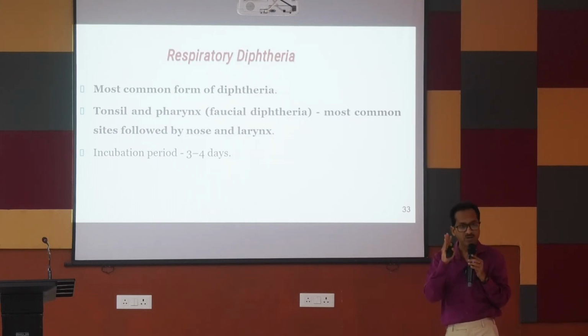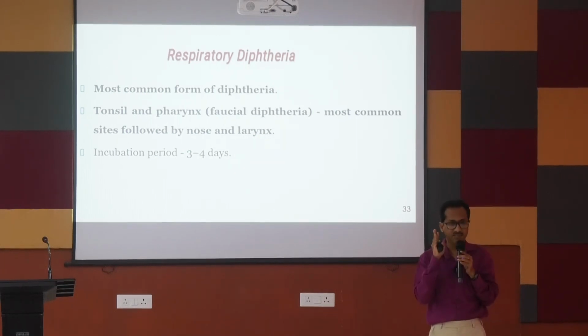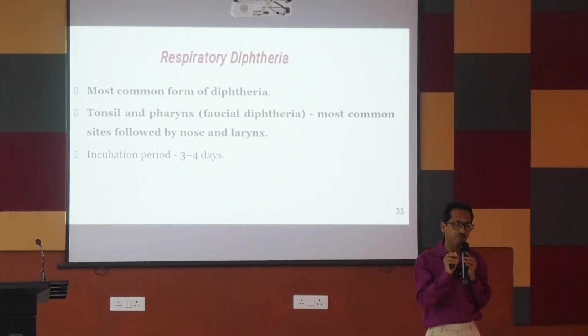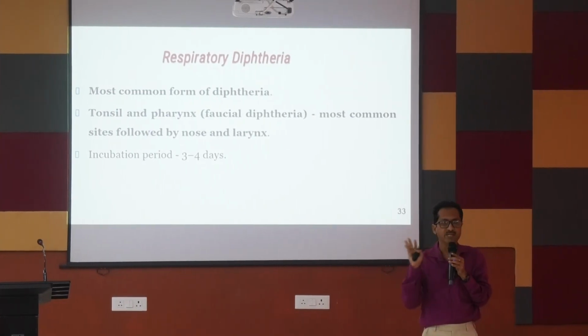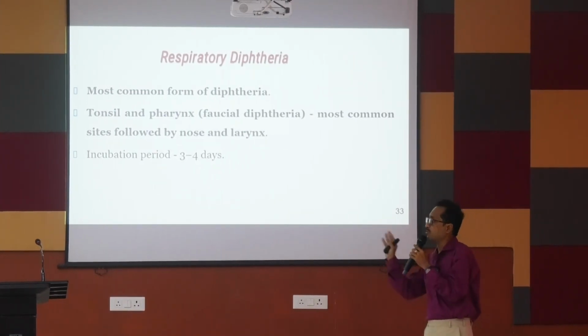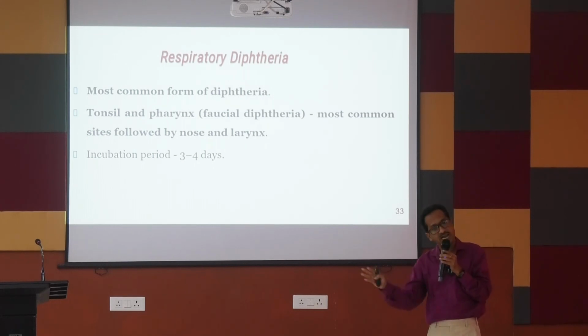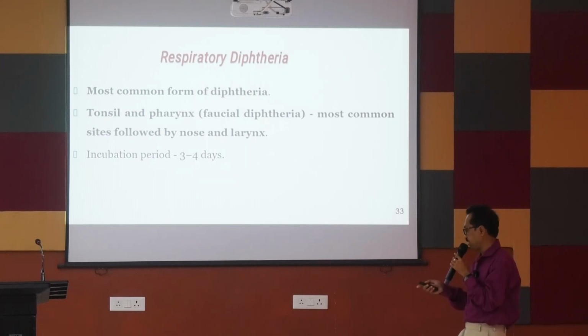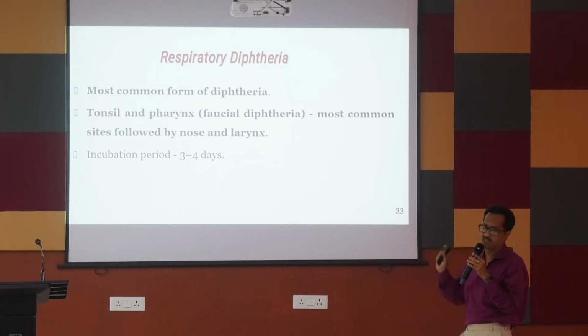Tonsillar diphtheria may or may not cause breathing distress, but if it involves the larynx, there will be stridor. That is an obstructive airway disease. The stridor will prove that the larynx has been involved. So respiratory diphtheria has three common parts: tonsil, pharynx, and larynx. If the larynx is involved, there will be inspiratory stridor, and the sound can be heard even if you go near the patient. That is, stridor occurs due to the involvement of the larynx. The incubation period is 2 to 7 days, usually average 3 to 4 days.